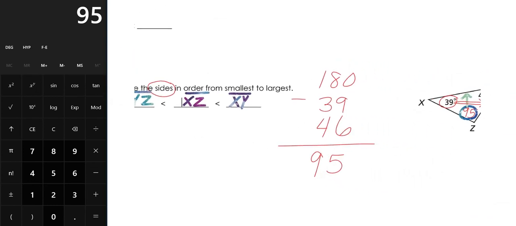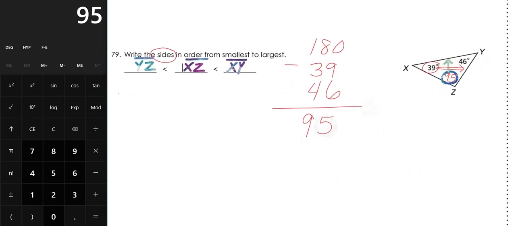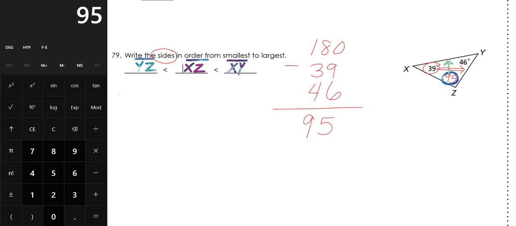So looking at our triangle, we have our 39 degrees, which is our smallest angle, across from our shortest side, YZ. Our medium angle is the 46 degrees, so that's across from our medium side, which is the XZ. And lastly, the 95 degrees, which is our largest angle, is across from our longest side, XY. Okay, let's move on.